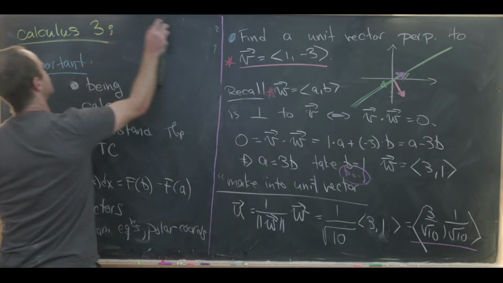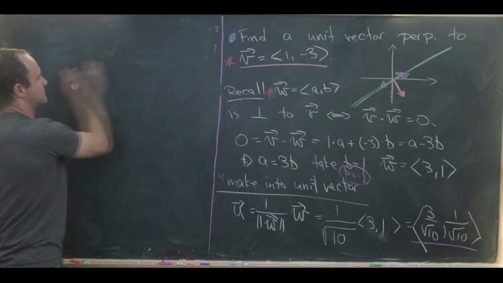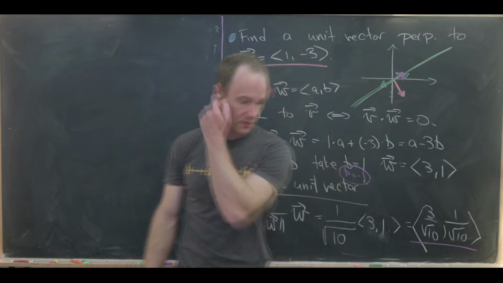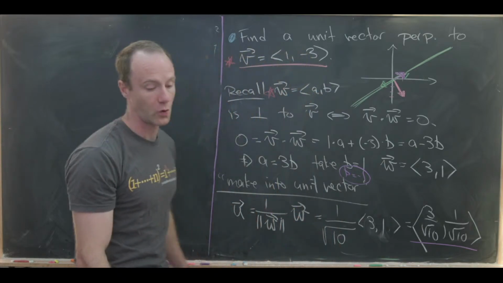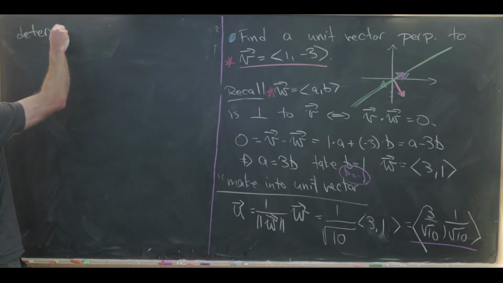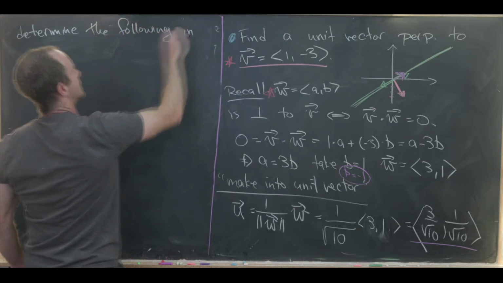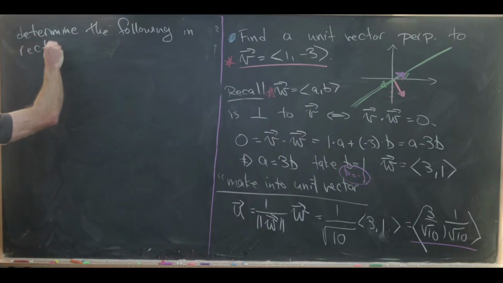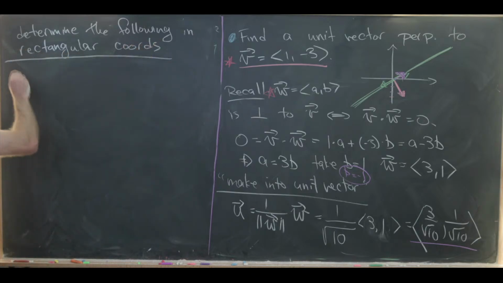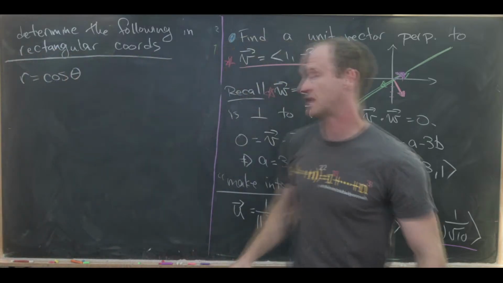so let's look at another example. This is in the realm of polar coordinates. So determine the following in rectangular coordinates. So let's say we've got this equation r equals cosine theta. So let's say that's our equation.